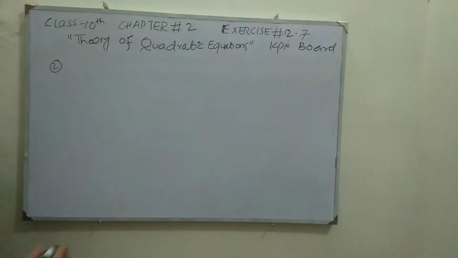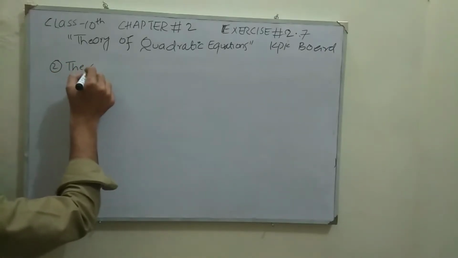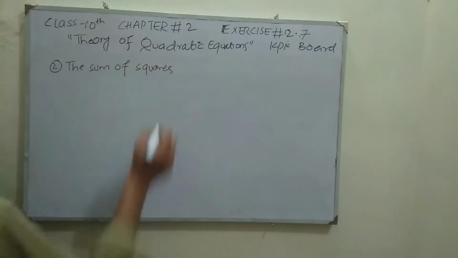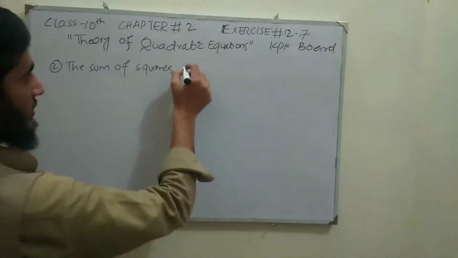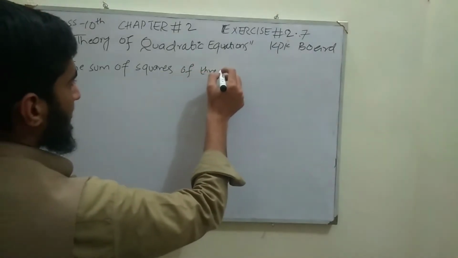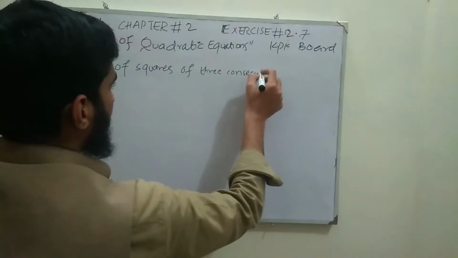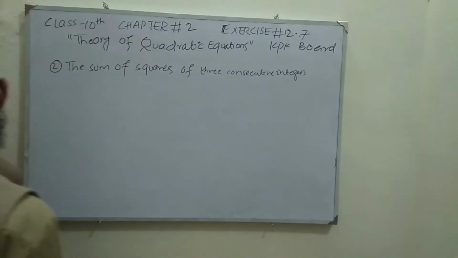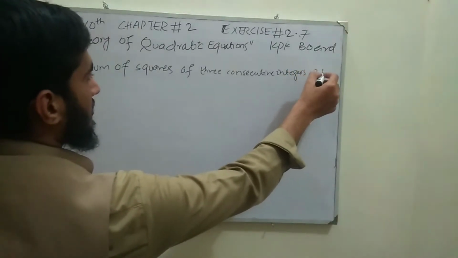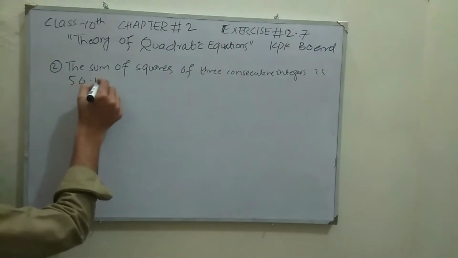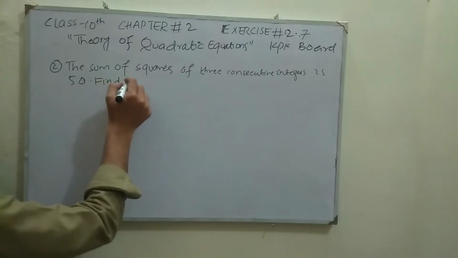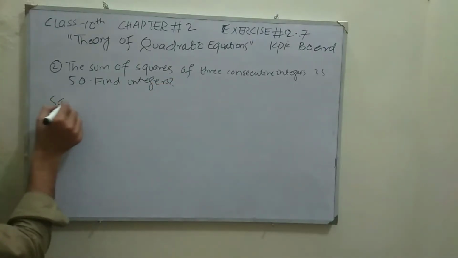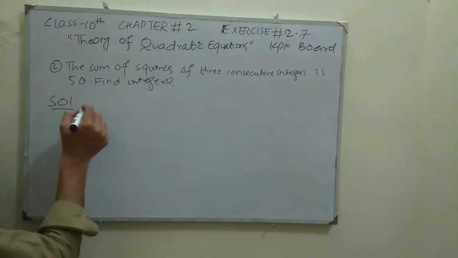Question number two tells that the sum of the squares of three consecutive integers is 50. Find the three integers. Solution: let the first integer be x.